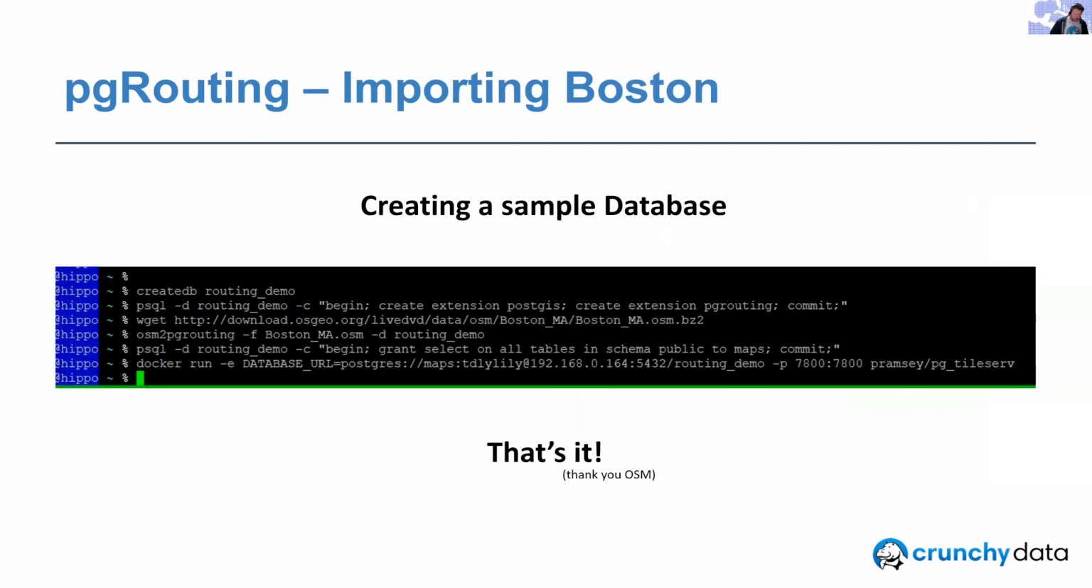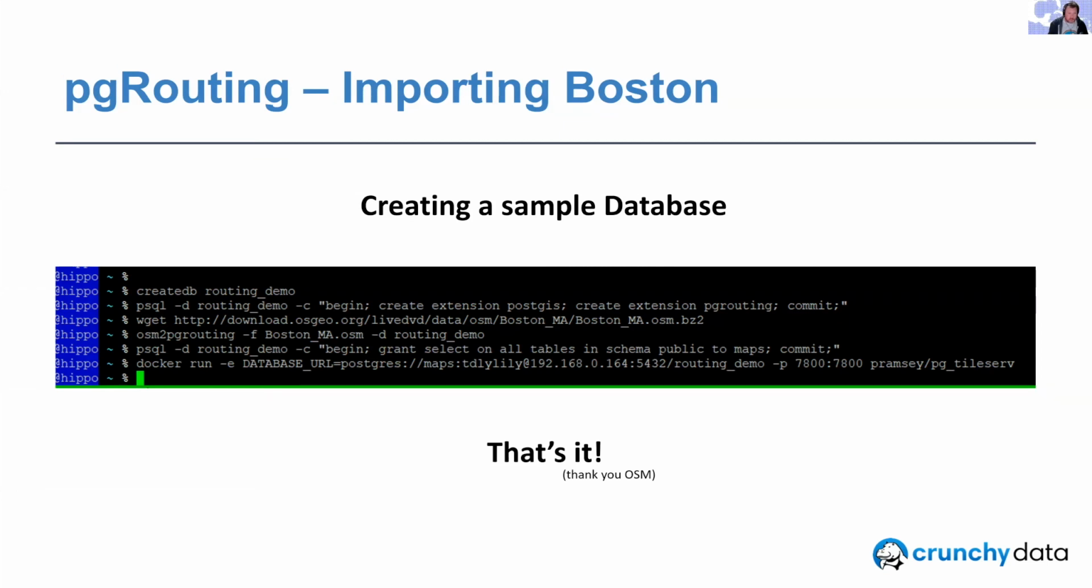In actuality, we're going to play with this for half a second just to show you what it looks like in the real world. We're importing data from Boston. And it's as easy as these 6 commands. 4 of these commands are setting up the data. 2 of them are making it so that we can view it in the Crunchy pg_tileserv. That's all you need to do with it.